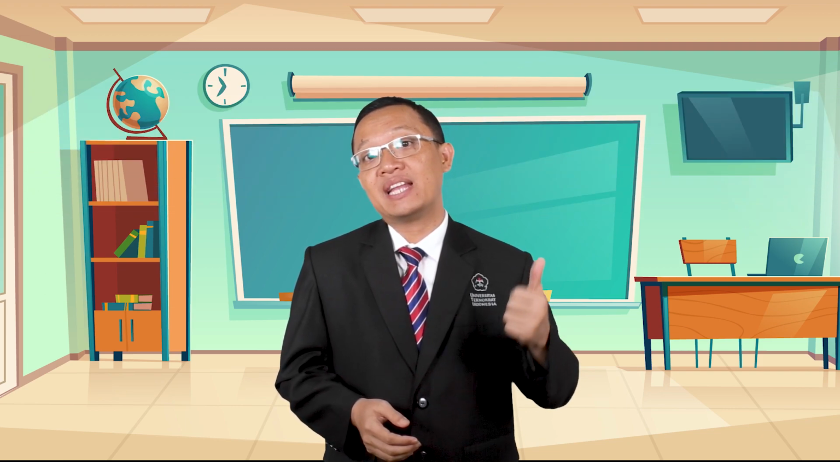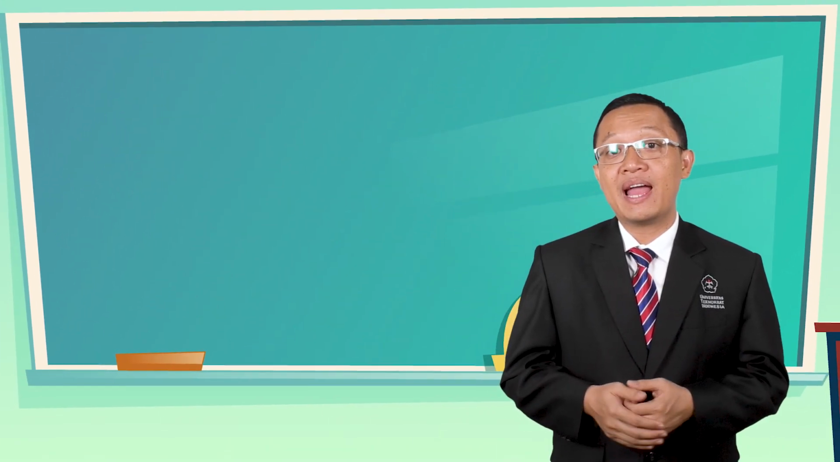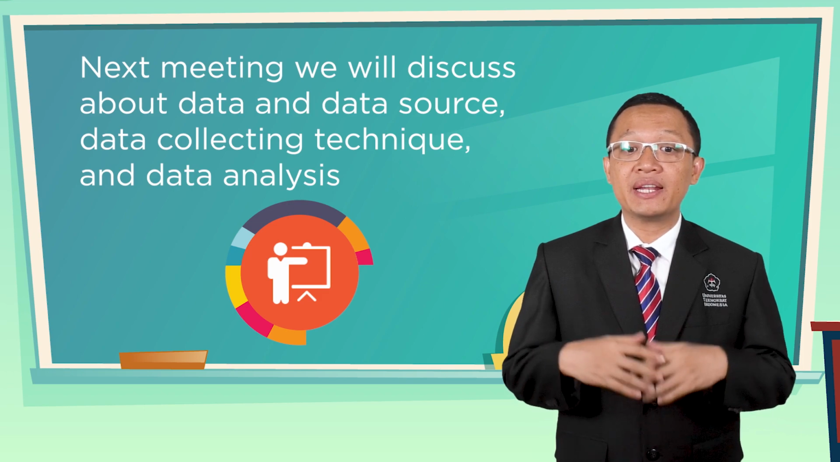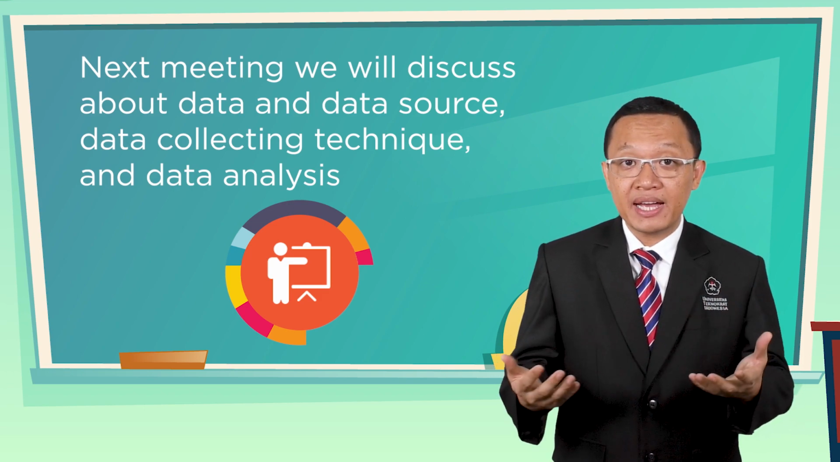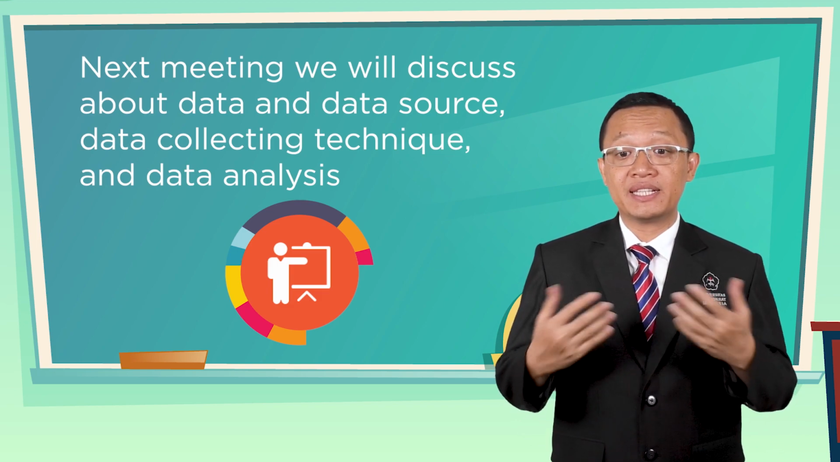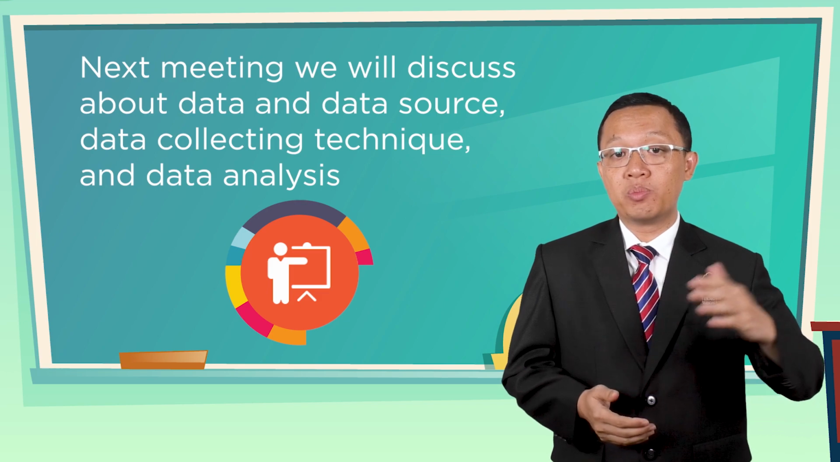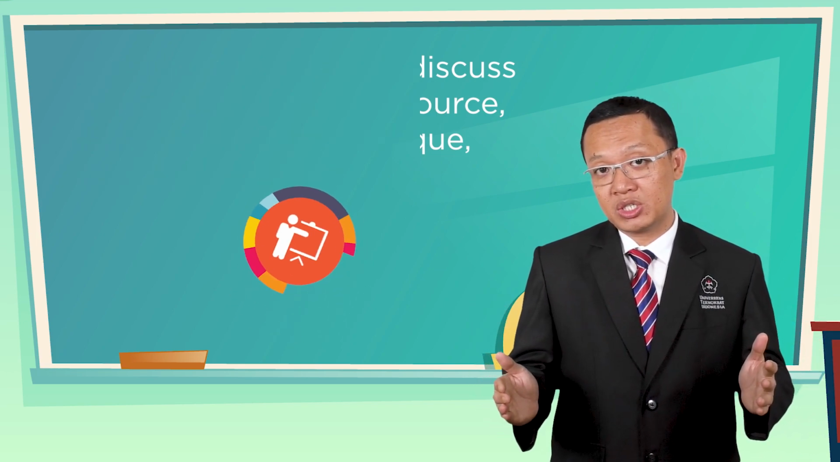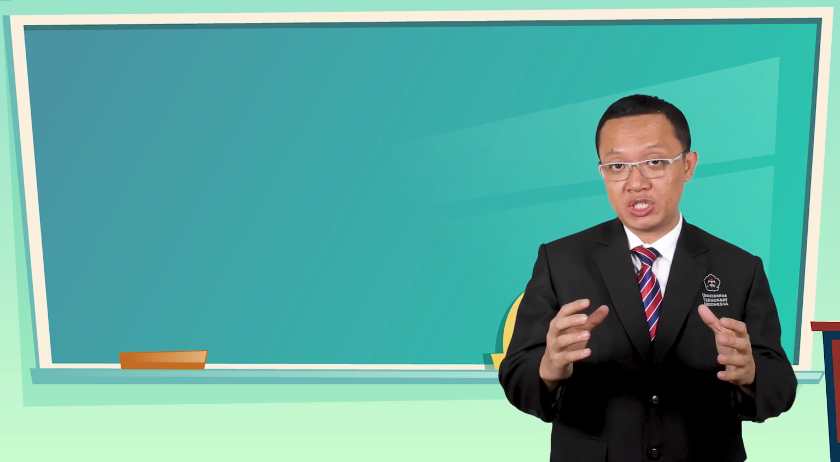Okay, students, you have done several activities in this meeting. You have learned about the characteristics of qualitative and quantitative research. And second, you have practiced analyzing and looking at the characteristics of previous studies which are related to your research, both qualitative and quantitative. Next meeting, we will discuss data and data source, data collecting technique, and data analysis, both in qualitative and quantitative research. You have to relate them with your research.